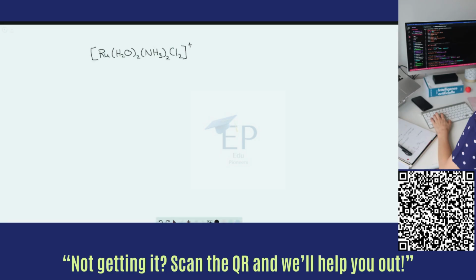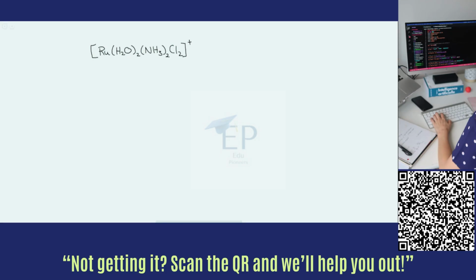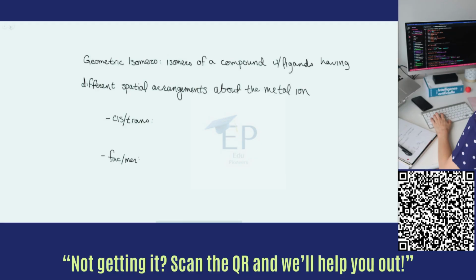Hello everyone, and today we're working on problem 6 from chapter 22. We're going to be drawing the structures of all the geometric isomers of this complex ion, as well as drawing the mirror image of any molecule.